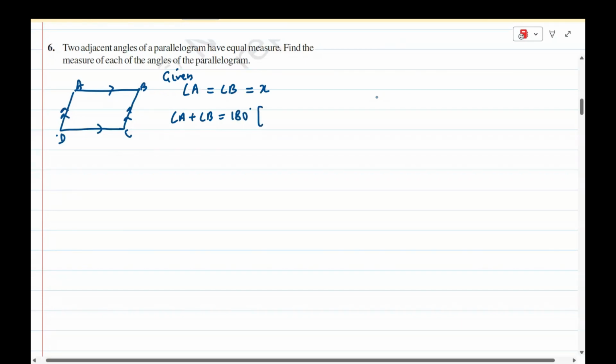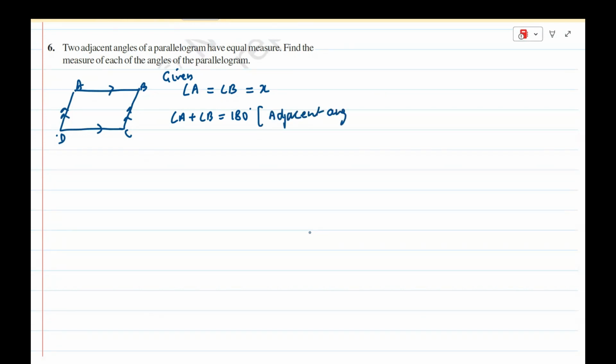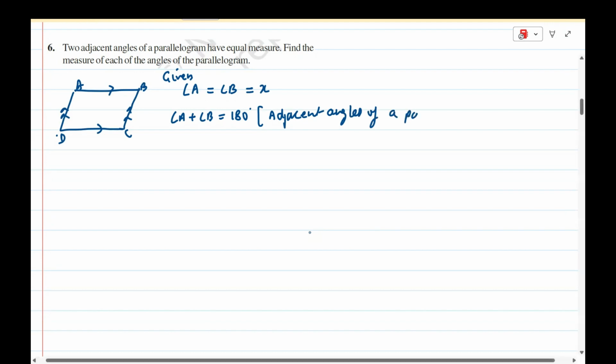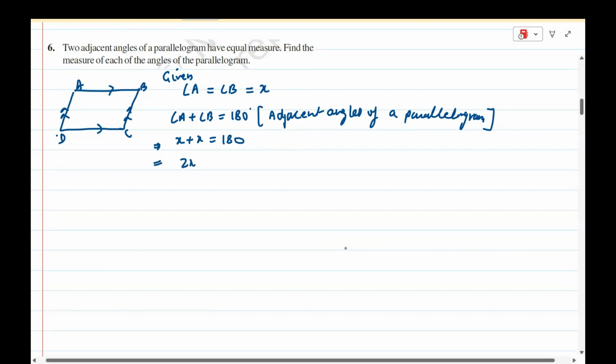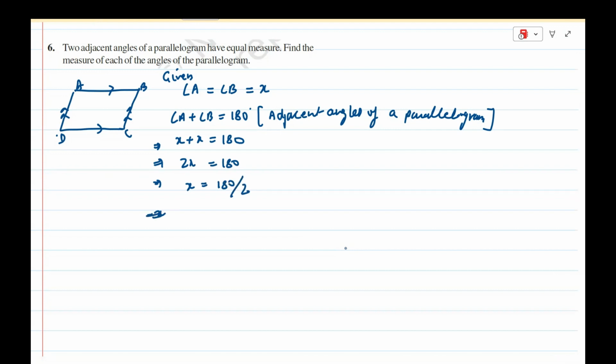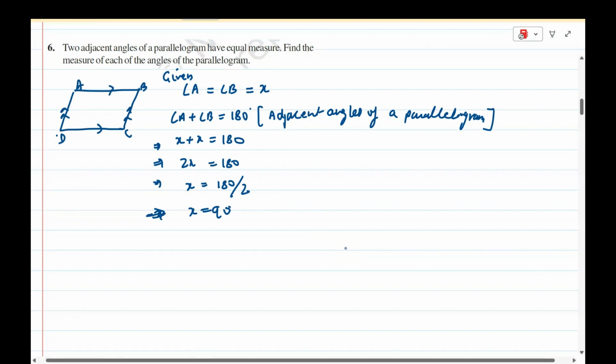I can write the reason over here: adjacent angles of a parallelogram. Correct? Now, both are x. So x plus x is 180 degrees. Correct? Now, x and x is how much? It is 2x. So 2x is 180 degrees. And from here, I can calculate x is 180 degrees divided by 2, means x is 90 degrees. See, angle A is equal to angle B, both are 90 degrees.